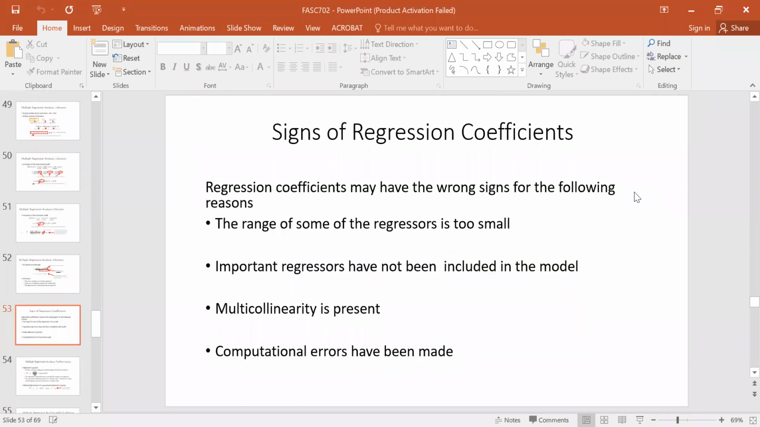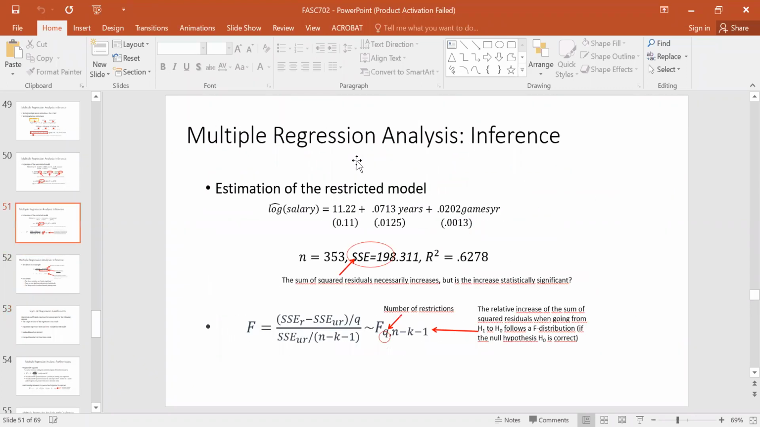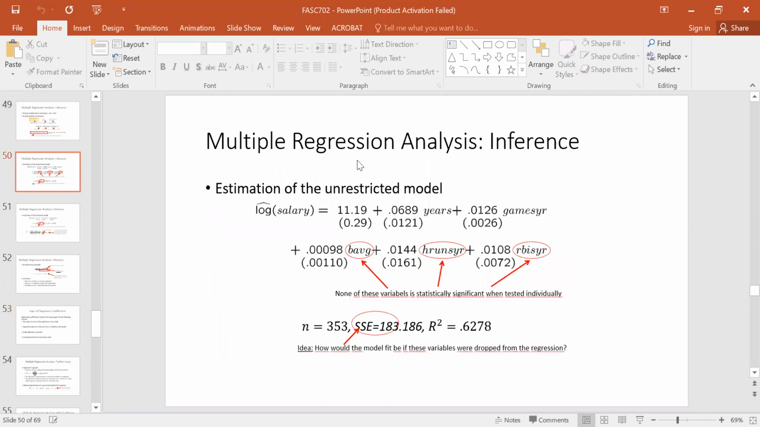And after this, I want to start by discussing why sometimes the signs of the regression coefficient could be wrong. For example, you're expecting this coefficient to be positive right here.